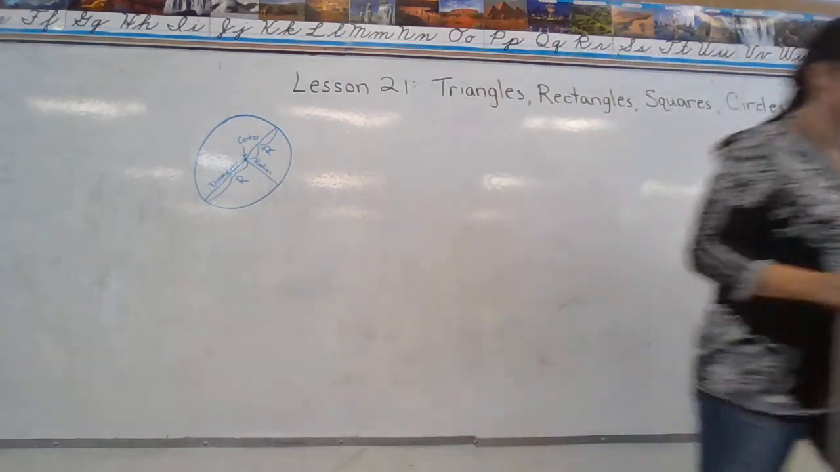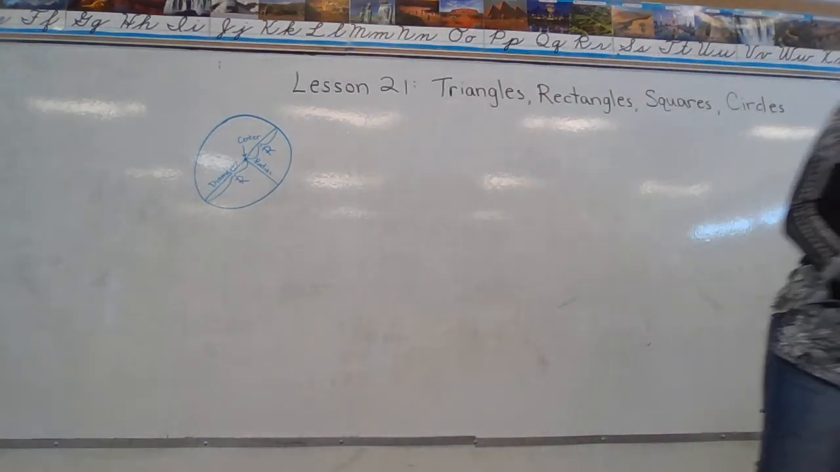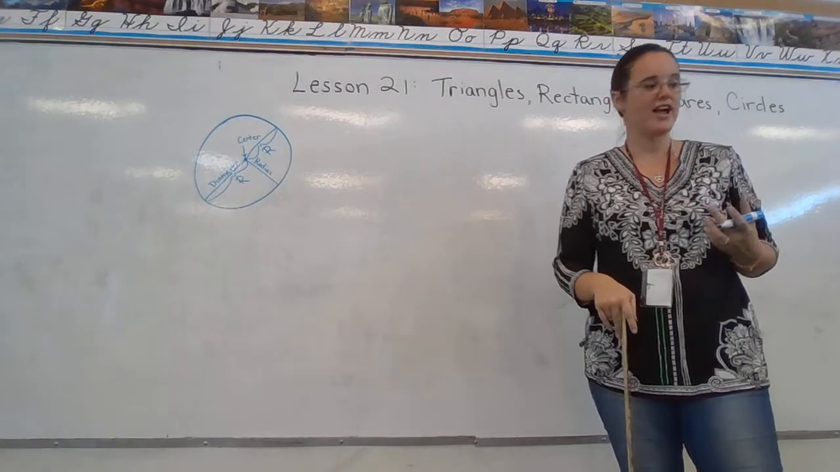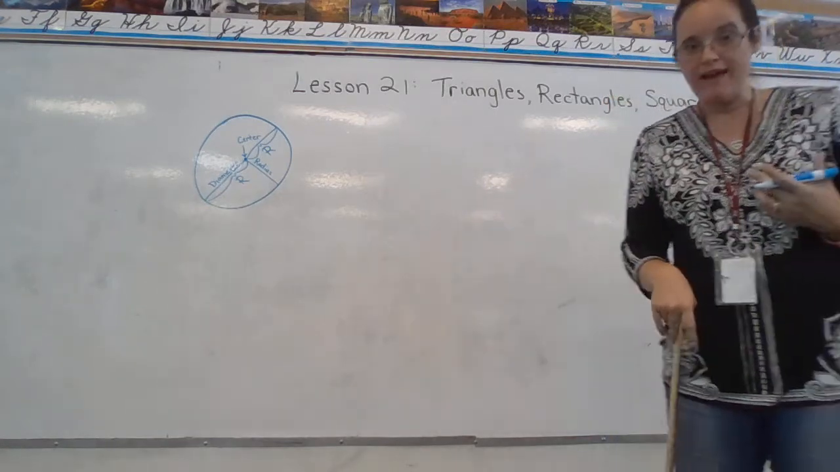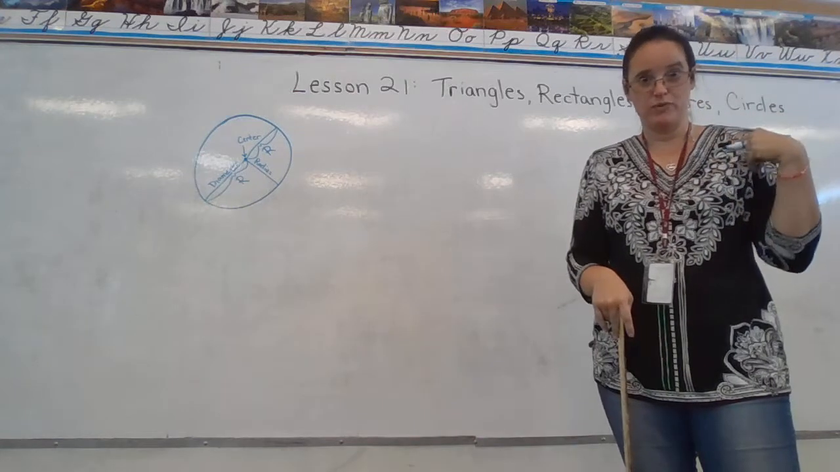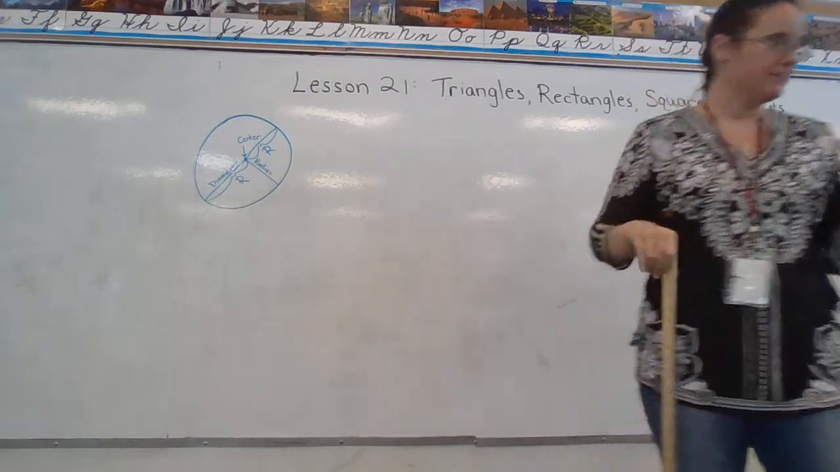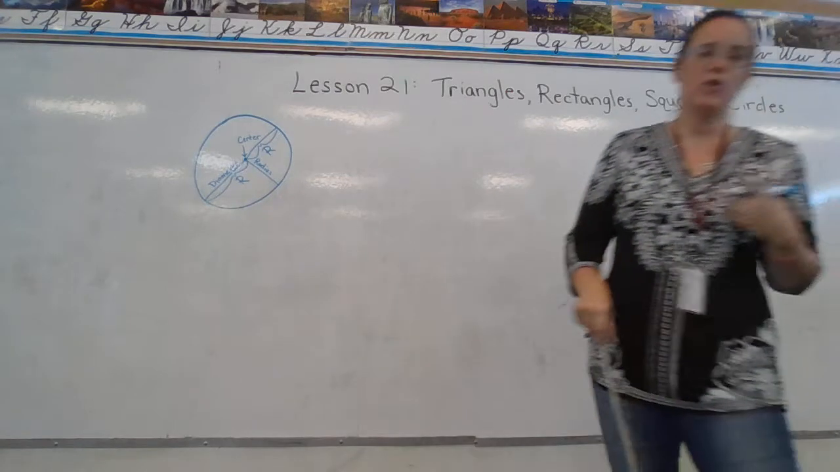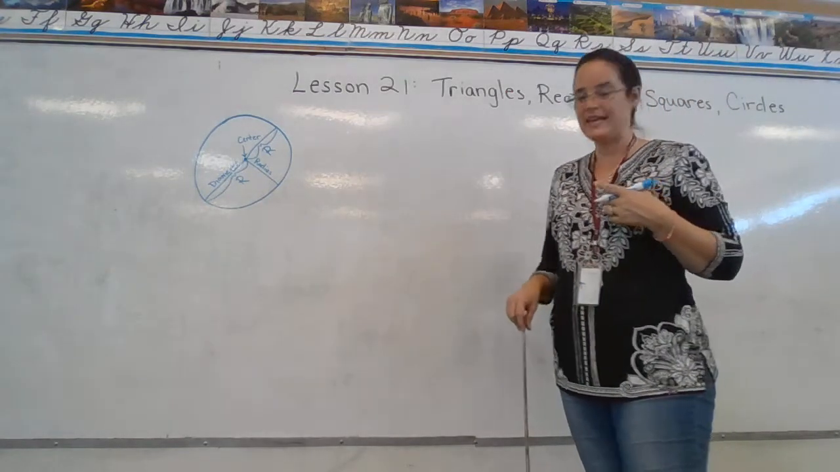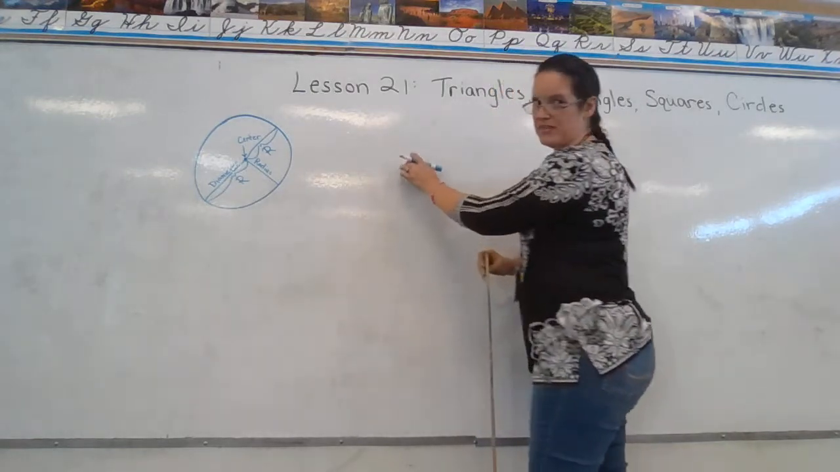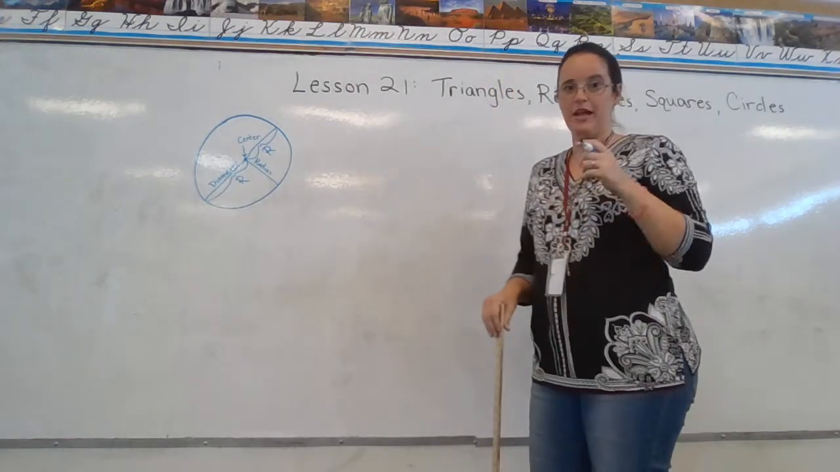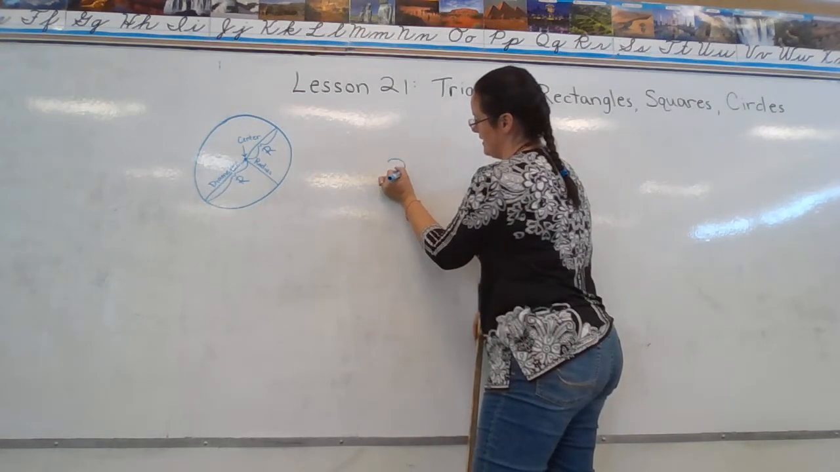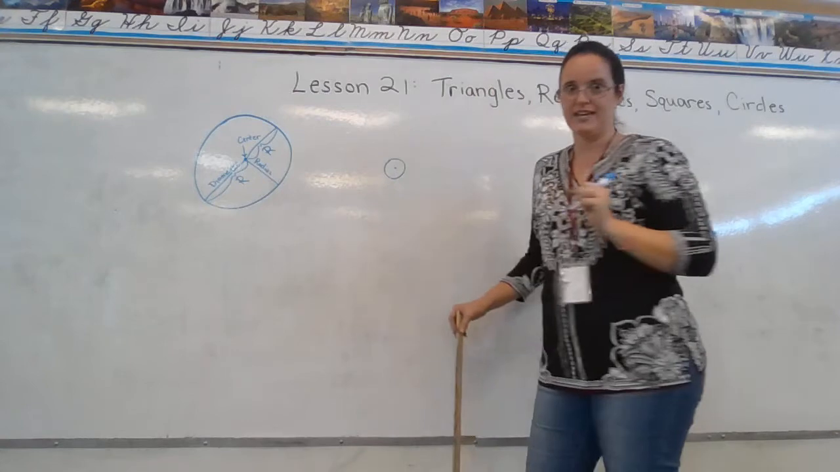Problem C says use a compass. So if you have a compass, go ahead and pull it out and try this. But if you don't have a compass, you can use my cheater way to do it with just your ruler, okay? So use a compass or a ruler to draw a circle with a radius of 1 inch. So it would be really tiny for me to do on the board here, but your radius is going to be 1 inch. So that's approximately the size.